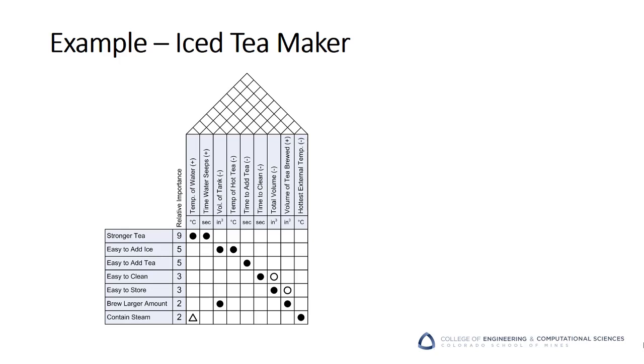At this point, we've completed the basic house of quality. If we're happy with the result, we can now take the engineering metrics identified and move them over to our requirements document.